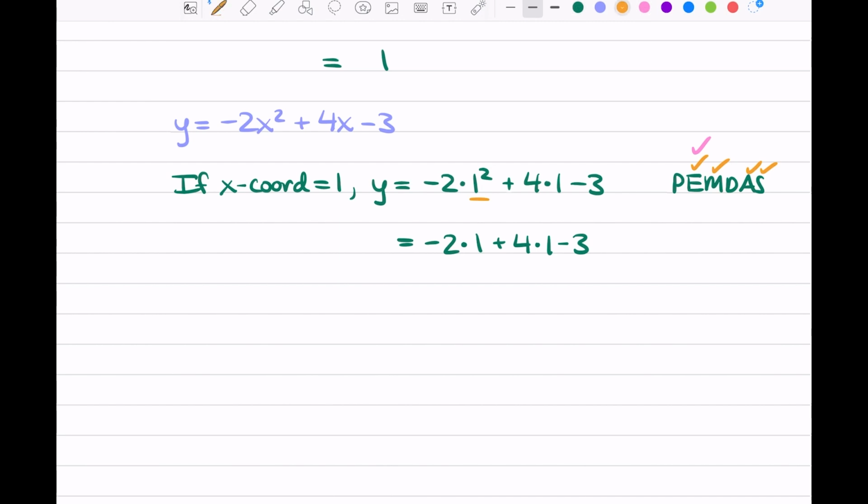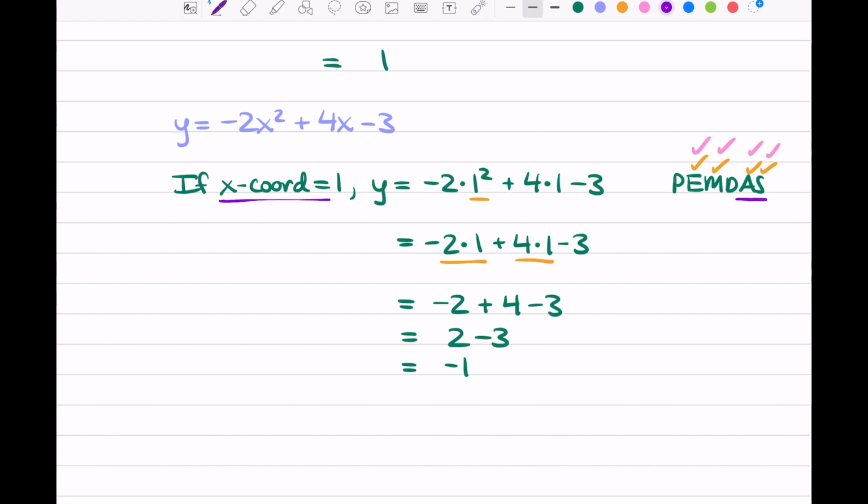Moving on to multiplication. We have that in 2 spots, so we can work on those left to right. Negative 2 times 1 is negative 2. 4 times 1 is 4. Our multiplication is done. Then we have addition and subtraction. Again, they're a pair, so we'll work on those left to right. Negative 2 plus 4 gives us 2. And then 2 minus 3 gives us negative 1.